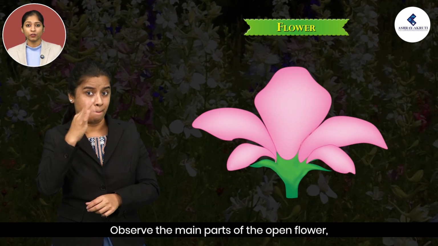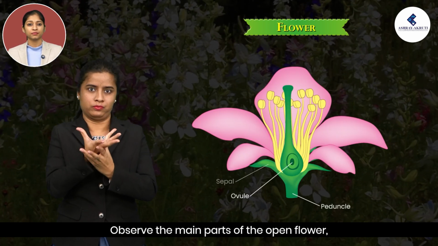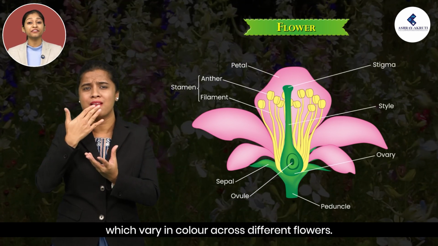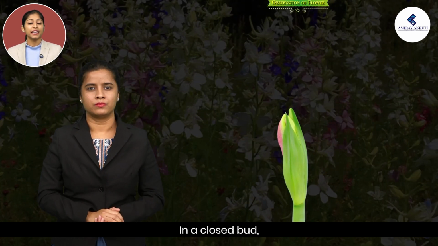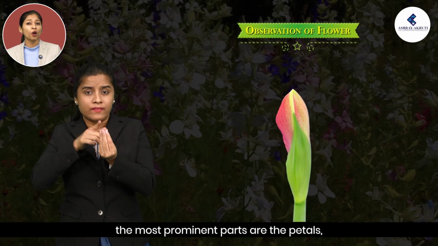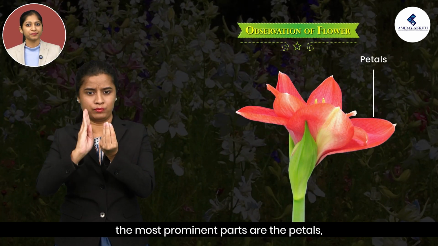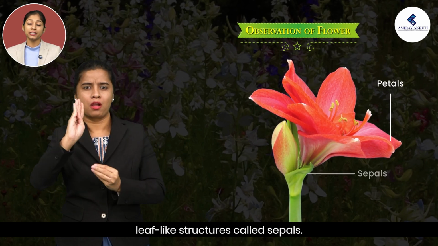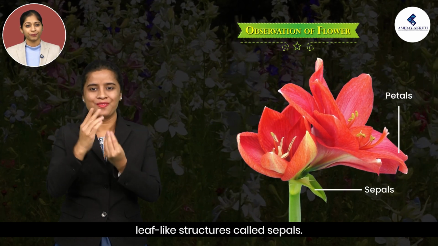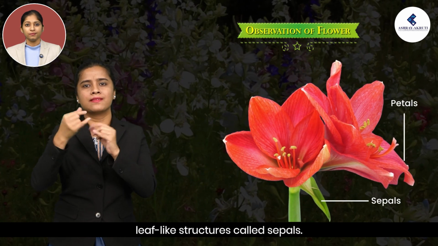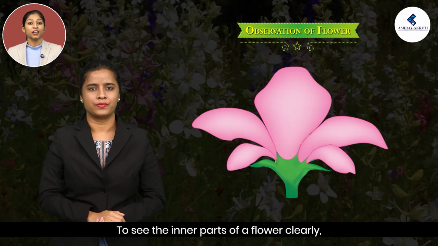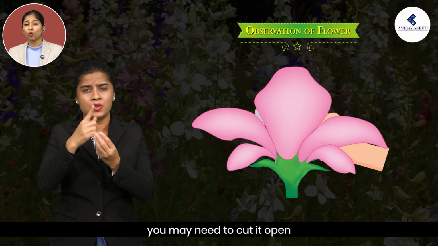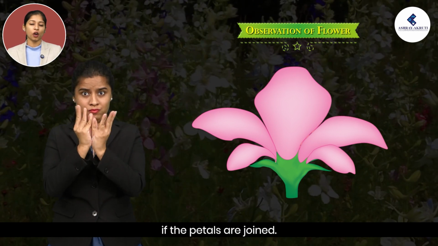Observe the main parts of the open flower. These are the petals which vary in color across different flowers. In a closed bud, the most prominent parts are the petals, surrounded by small leaf-like structures called sepals. To see the inner parts of a flower clearly, you may need to cut it open if the petals are joined.